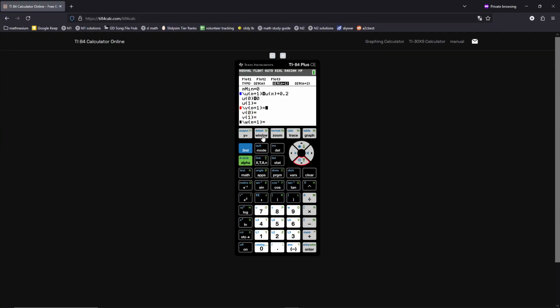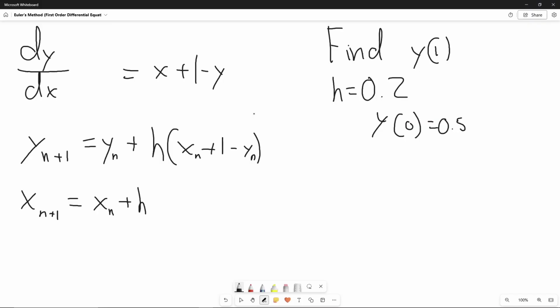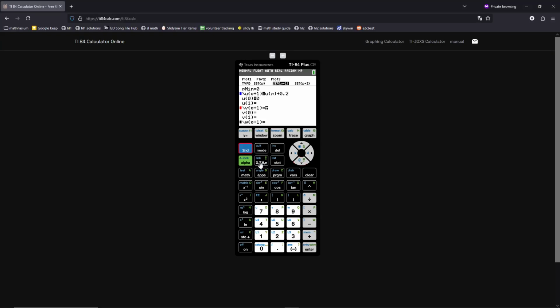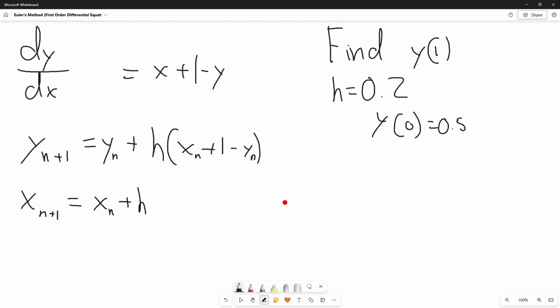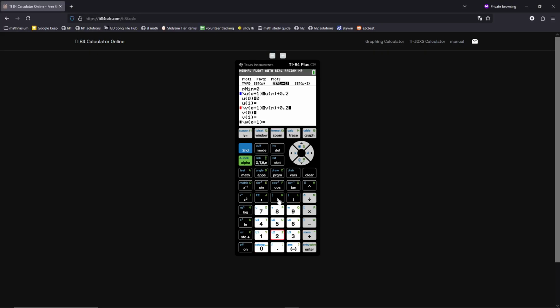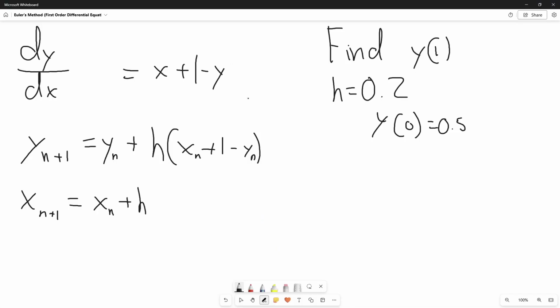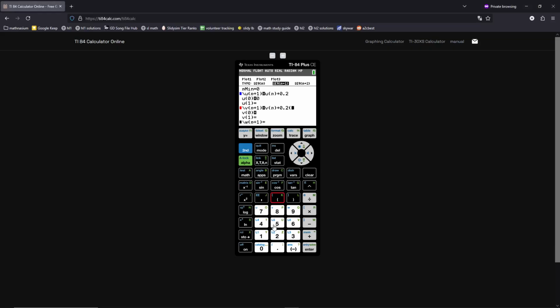And then v is your y, so v of n plus 1 is equal to v, you get second and then 8 to get the v, plus 0.2 multiplied by this, which is u of n plus 1 minus v of n. And again, u of n is your x, and v of n is your y.